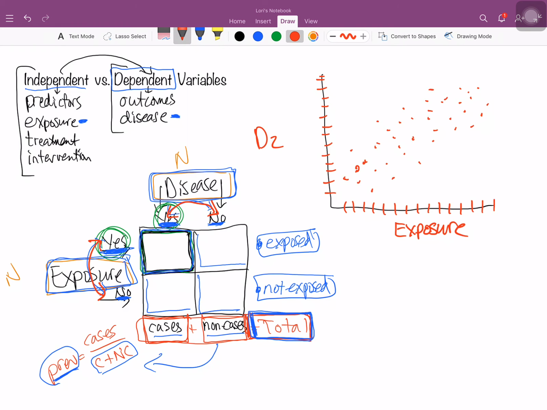And so I wanted to make sure that you grasped that relationship between independent versus dependent variables before we move on to talk about the different study designs.